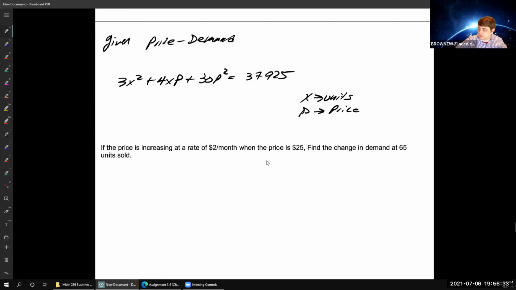So, kind of looking at what we've been given. We've been given a price here of $25. We've been given the change in price, which is increasing, so that's going to be a positive. So dp dt is that $2 a month. And we were also told the number of units, which is x, which is 65. We want to find the change in demand, so the thing we're looking for, my unknown, is dx dt.